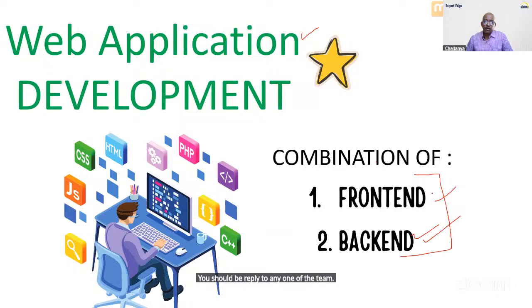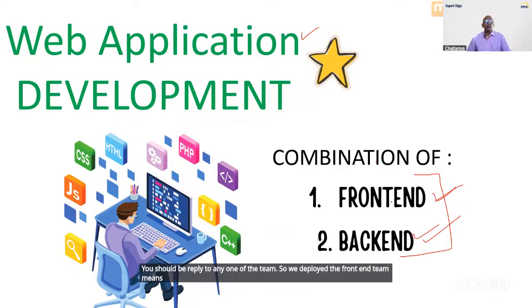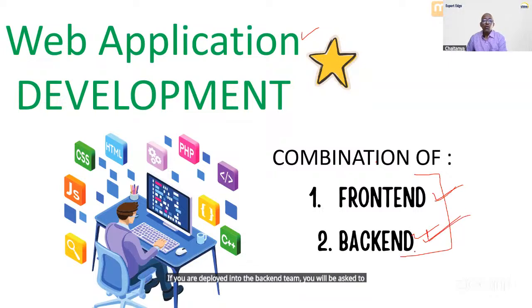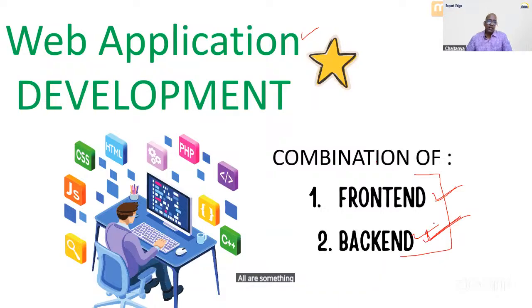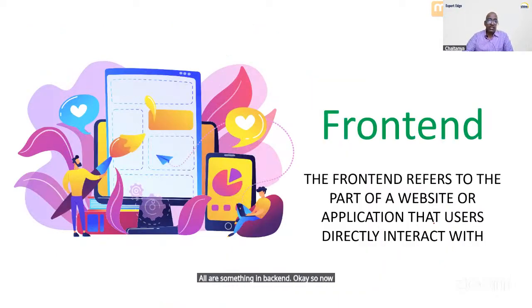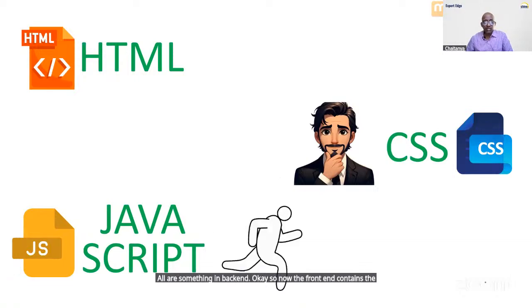You should be deployed to any one of the teams. If you are deployed to the front end team, you will be asked to develop all the front end code like HTML, CSS, React, etc. If you are deployed into the back end team, you will be asked to write code like Python code or Java code or framework code or API code, whatever it is. All of that is backend.